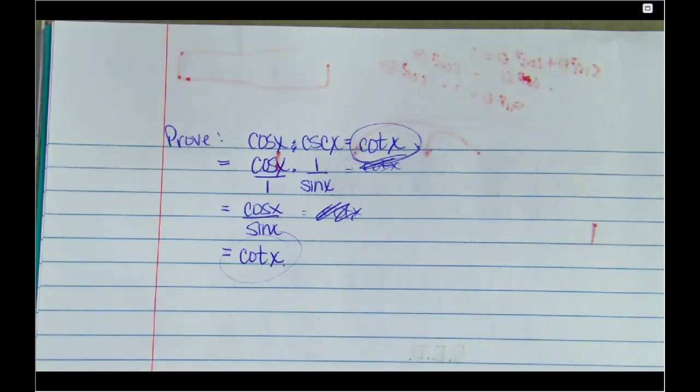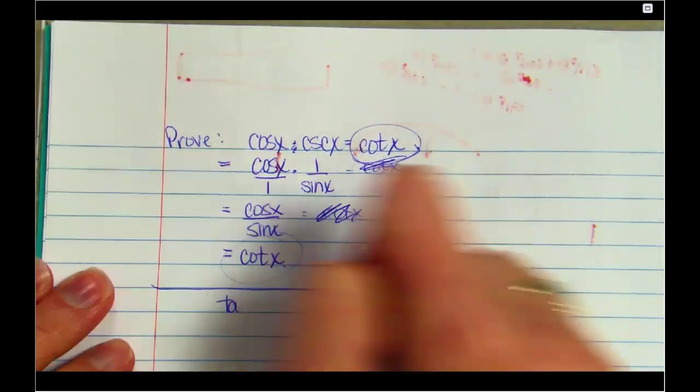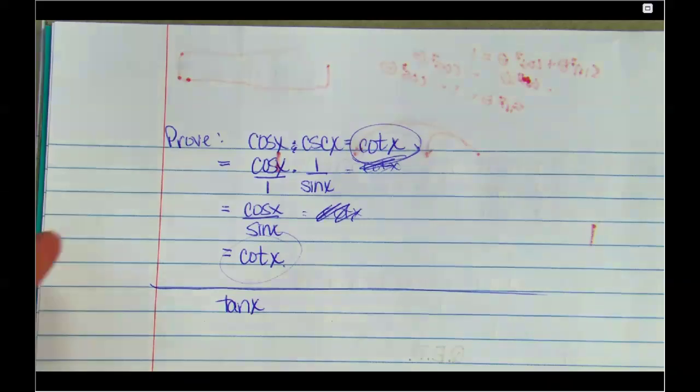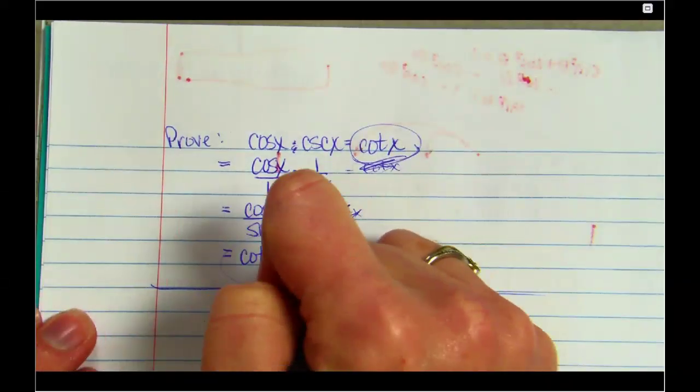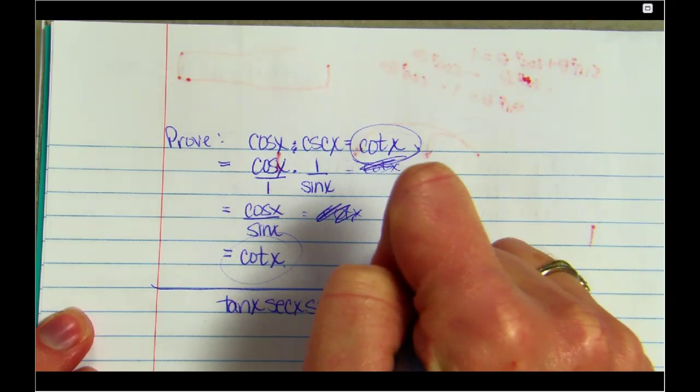So let's see. You guys try this one. Tangent x secant x sine x is equal to tangent squared of x.